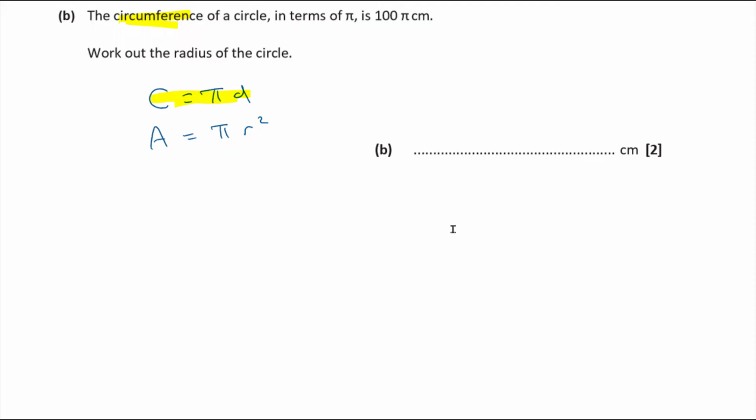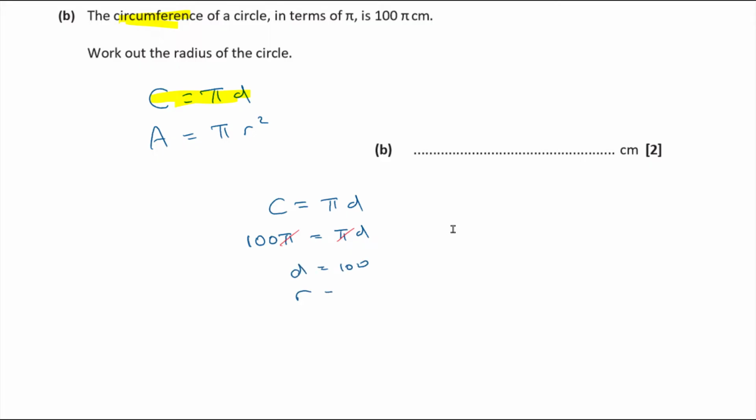The circumference of a circle is pi times the diameter. So we know what the circumference of this circle is. We've been given it, haven't we? So if c is equal to pi d, and we know that's 100 pi, then 100 pi is equal to pi d. Can you see you've got pi on both sides? They're just going to cancel each other out. So that means the diameter of my circle is 100.